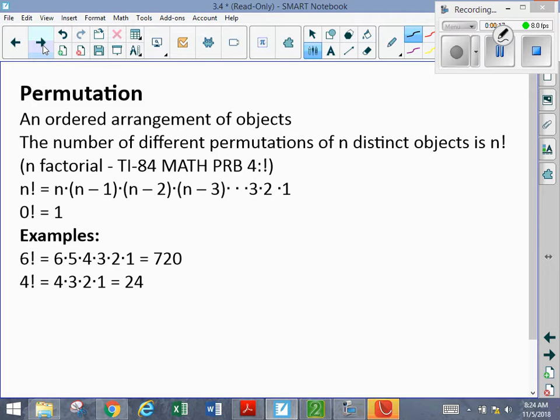A permutation is an ordered arrangement of objects. Like the combination on a lock, right? Or a set of lottery numbers. The order matters, right? Isn't it true on lottery numbers?